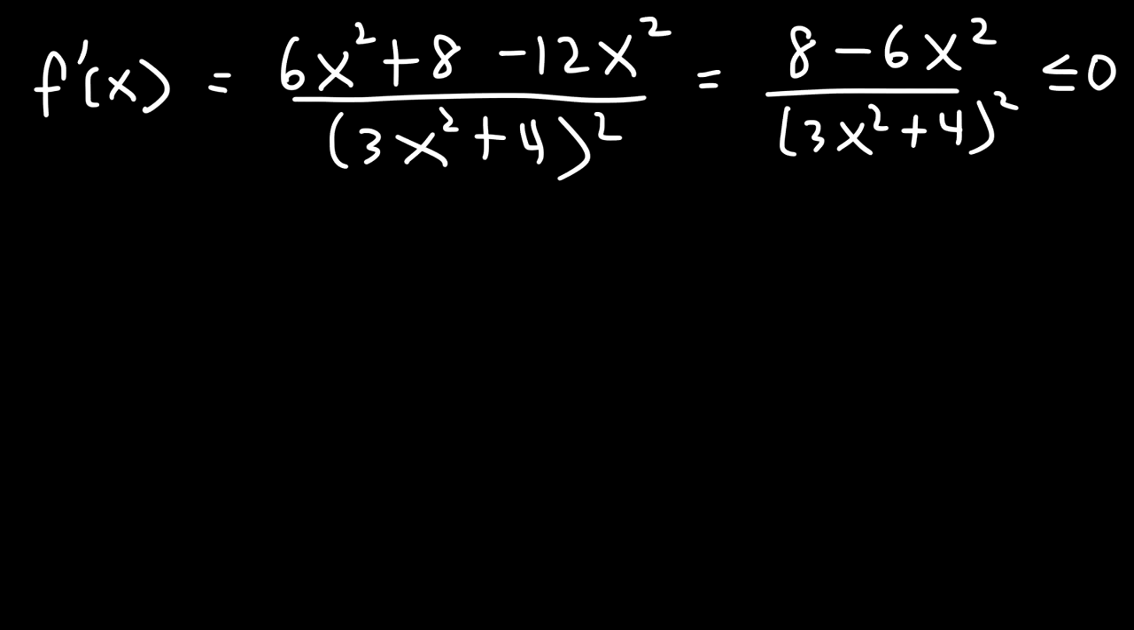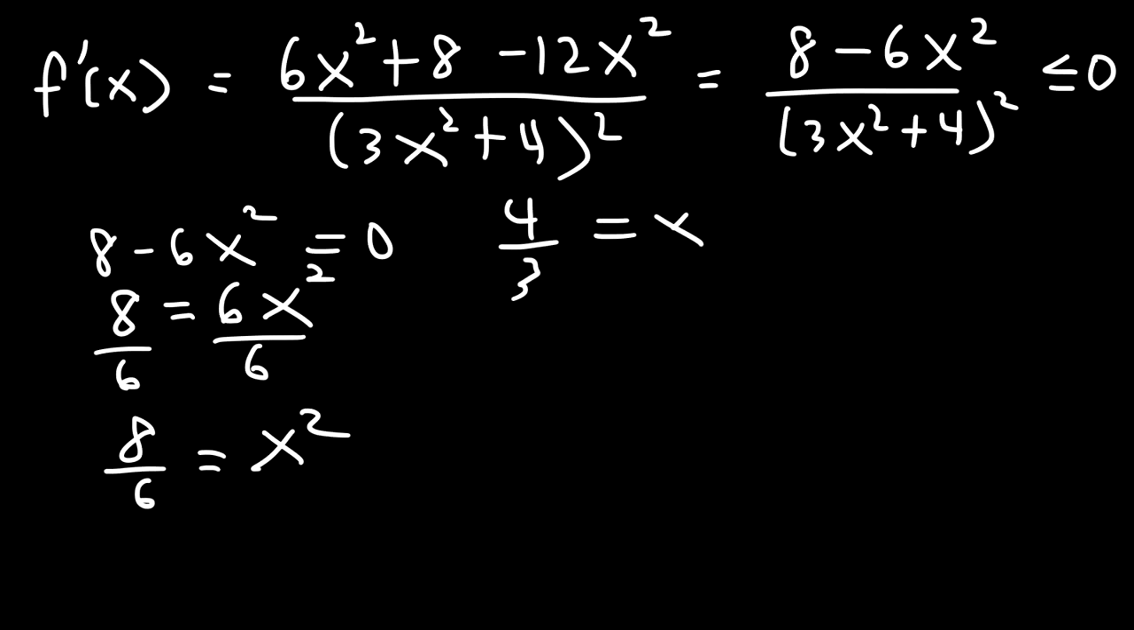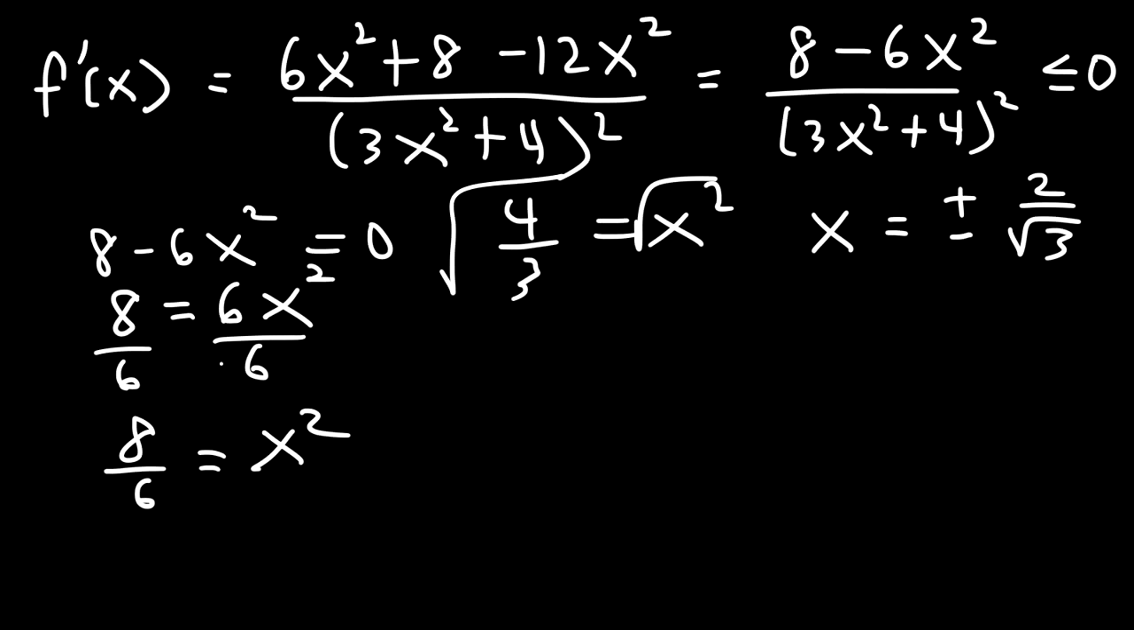So let's identify the critical points. If we set the denominator equal to 0, we're not going to get any values for x. 3x squared plus 4 will never be 0. Now we can set the numerator equal to 0. If we add 6x squared to both sides, we'll get this, and then we'll divide by 6. So 8 over 6 is equal to x squared, and then we can reduce that to 4 over 3. So taking the square root of both sides, we're going to get plus or minus 2 over the square root of 3.